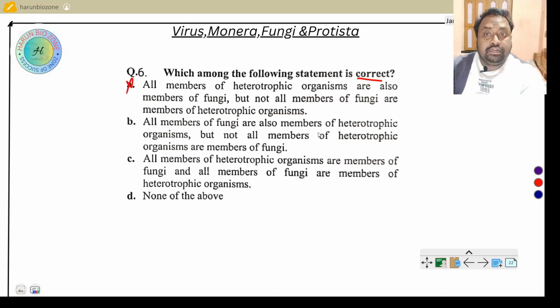All members of fungi are also members of heterotrophic organisms. All fungi are heterotrophic, but not all members of heterotrophic organisms are fungi. This is the correct option. All members of fungi are heterotrophs, but all heterotroph members are not fungi.